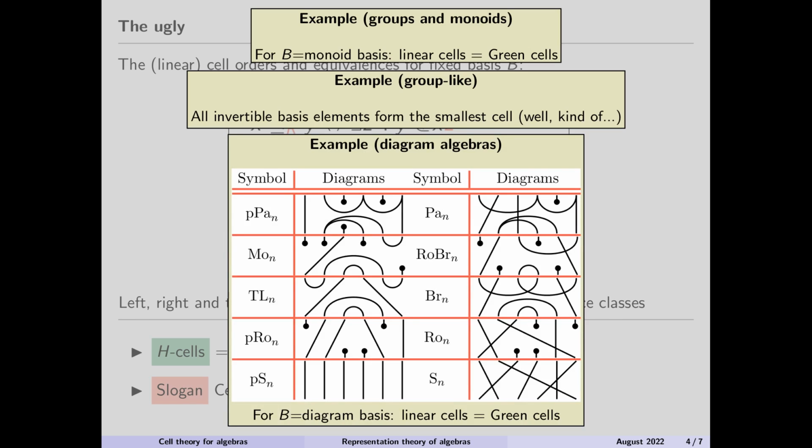In this case, my basis was the diagram basis, the diagrams that you see. And my linear cells, I call those guys linear cells, were exactly the cells we discussed before. I could again choose a very different basis. It doesn't make any sense to choose a very different basis here, but I could, and I would get a very different picture. Make some sense?